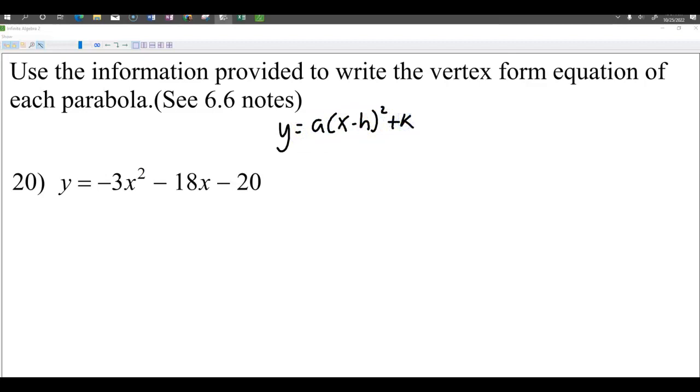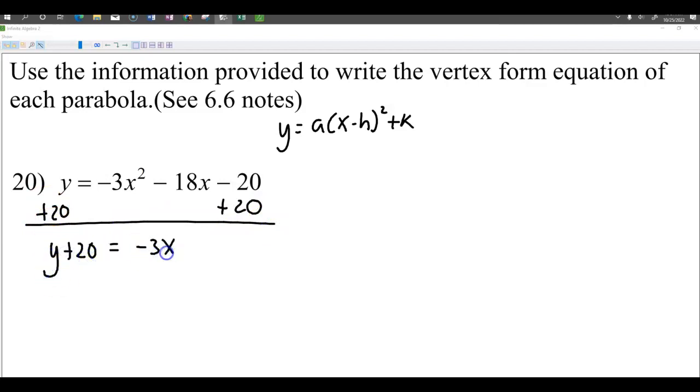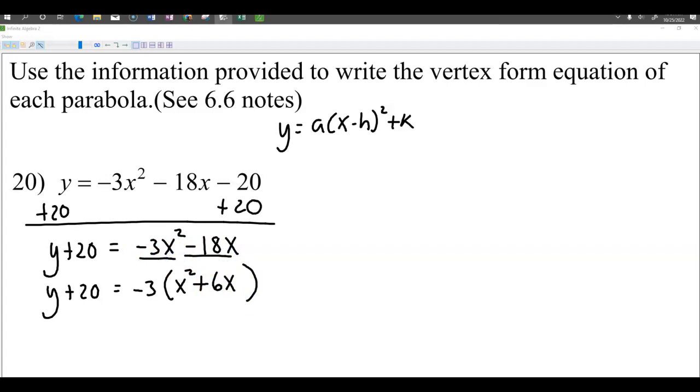Okay, so let's begin. The first thing that we're going to do is add the c on both sides. The next thing we're going to do is factor out the a. Notice how that becomes plus 6x because you're dividing the negative 18 by a negative 3 when you factor it out like that. The next thing we're going to do is complete the square.